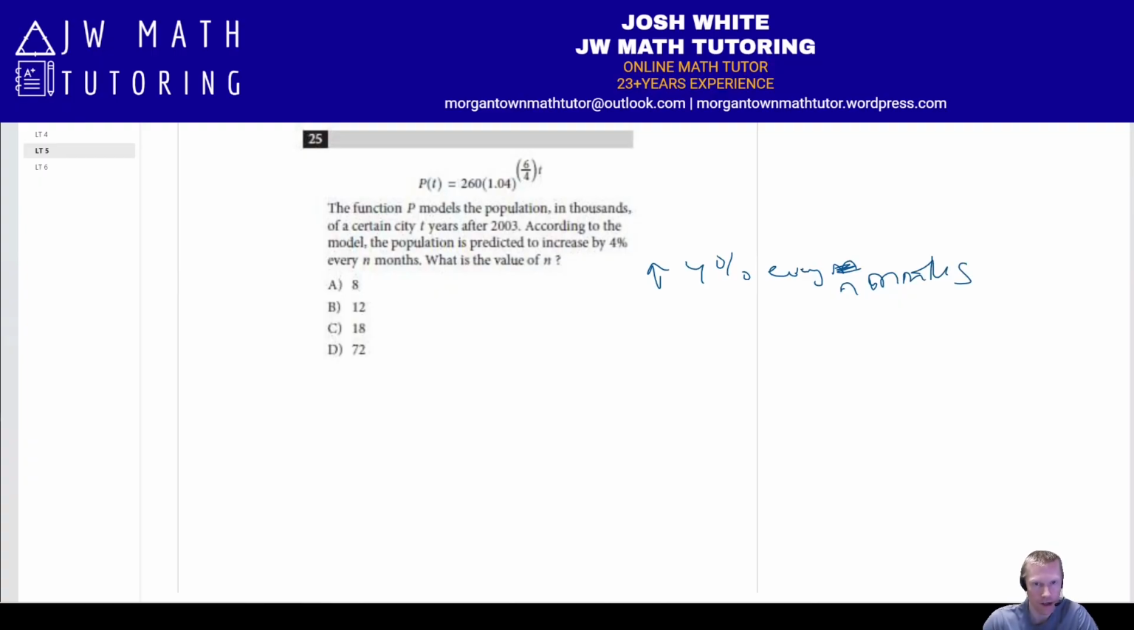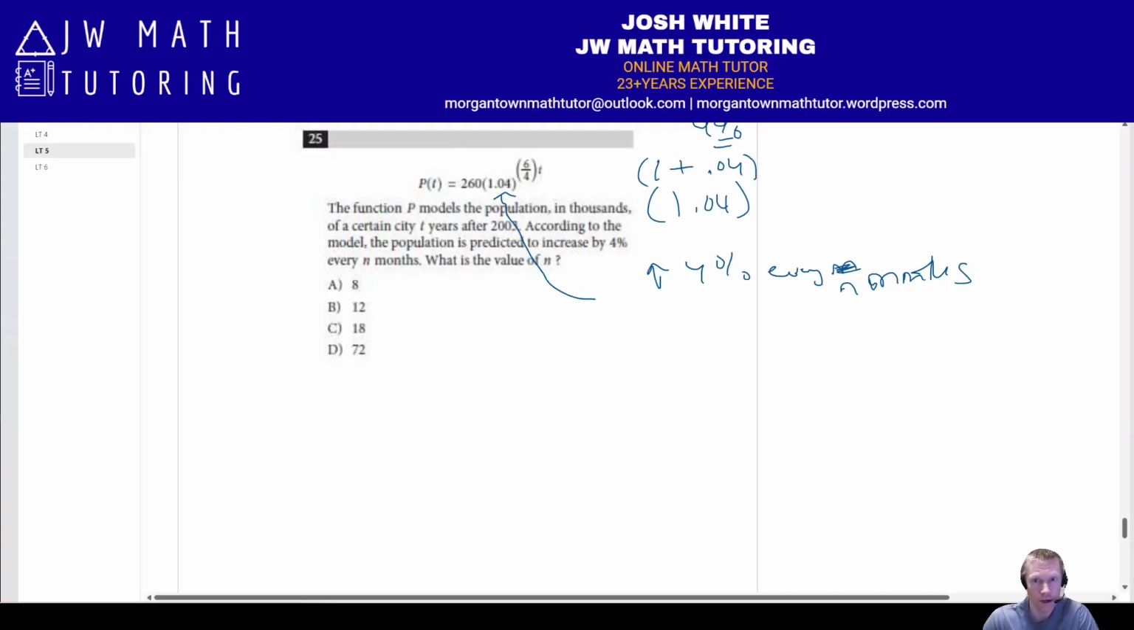What's the value of n? So notice you have this 1.04 right here. A 4% increase in an exponential function is the same as multiplying by 1.04, because the 1.04 is made by doing 1 plus 0.04. 0.04 is equivalent to a 4% increase.